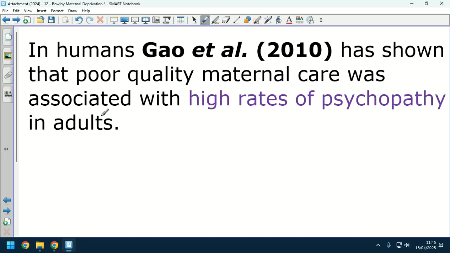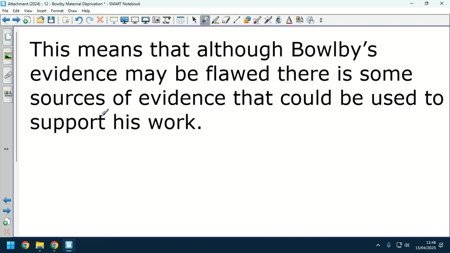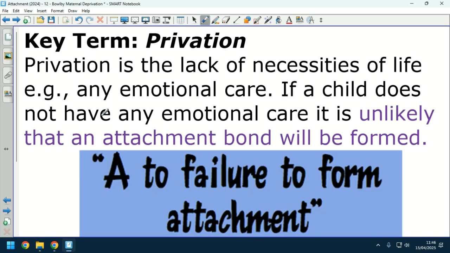Some more recent research said poor quality maternal care was associated with high levels of psychopathy in adults. And so it does appear that what we need to recognize is that poor quality care is problematic for all children. And I suppose Harlow would have predicted this with his monkeys and what happened to those monkeys once they reached adulthood. Okay, so though Bowlby's evidence may be flimsy or flawed, there could actually be some research out there that can support his work, and so we don't completely dismiss Bowlby's deprivation hypothesis.